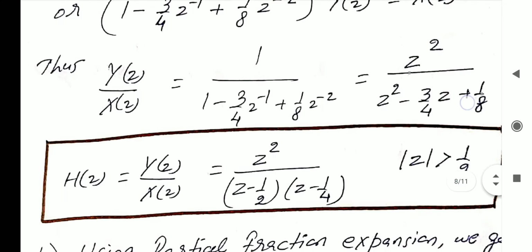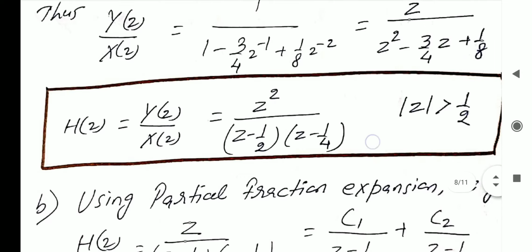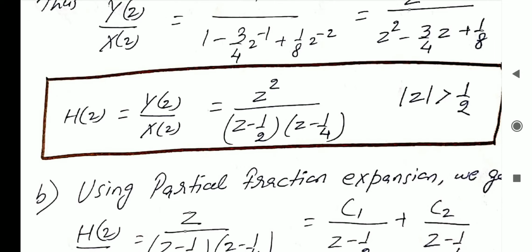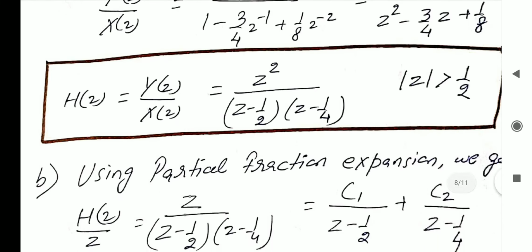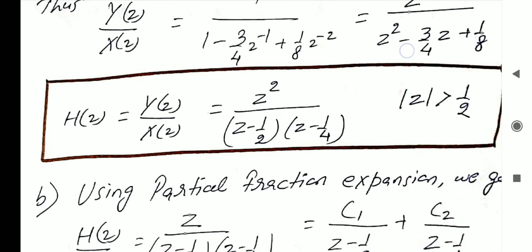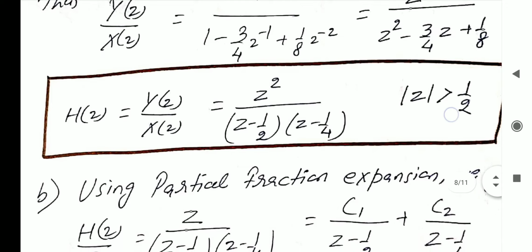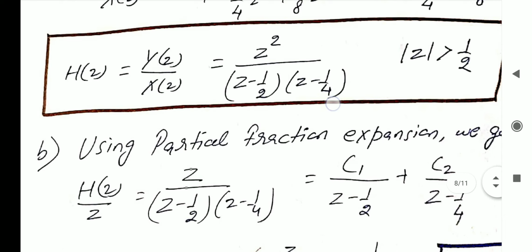If we write it in this form, that is multiplying z square in the numerator and denominator, we'll be getting z square by z square minus 3 by 4 z plus 1 by 8. Hence Y(z) by X(z) is nothing but H(z). H(z) is the transfer function of the system. This can be written as z square by z minus 1 by 2 into z minus 1 by 4. Now this particular denominator can be further factorized as z minus 1 by 2 into z minus 1 by 4, where ROC is mod of z greater than 1 by 2. Now this is the A part of the question.